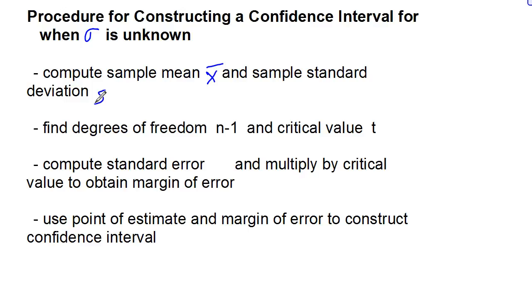It may be given to us sometimes. We have to find the degrees of freedom and then find our critical value, T alpha divided by 2. We're going to compute our standard error, which is still the same thing, the standard deviation divided by the square root of n. It's just S divided by the square root of n this time. And our margin of error, we're still going to calculate the same way, except instead of a Z, it's a T this time, times our standard error, which is S divided by the square root of n.